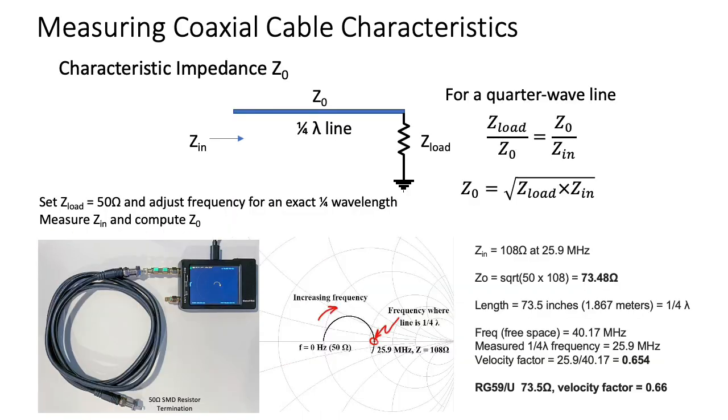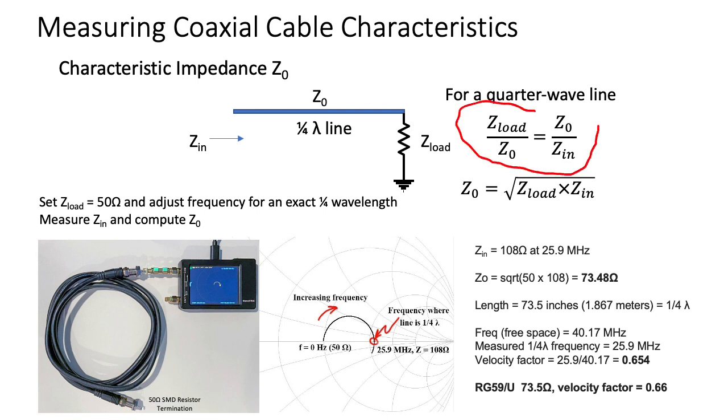Another interesting application for the NanoVNA is the measurement of characteristic impedances on transmission lines. This may be an unknown piece of cable that you have laying around that you'd like to know something more about. From transmission line theory, if I have a quarter wave line, in other words, a line whose length is equal to a quarter wavelength at the frequency of operation, then the relationship between the load impedance and the input impedance is given by this equation here.